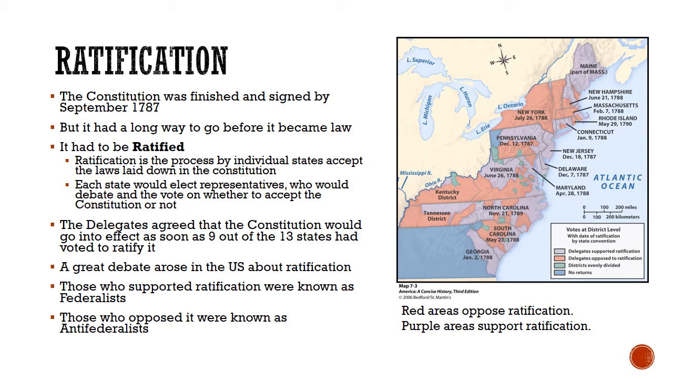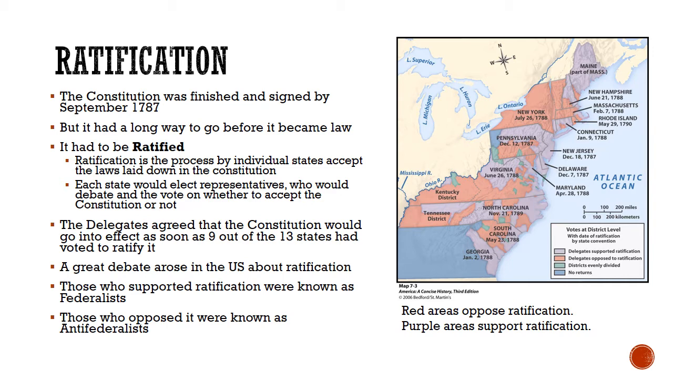Take a minute and look at the map here, and you'll see that in terms of area, the people who supported the Constitution and the people who opposed the Constitution were more or less split evenly. The red areas you see here were opposed to the Constitution, and the purple areas were the areas that were more likely to desire the Constitution. You'll notice that the purple areas tend to be closer to the coast and to occupy more of the urbanized areas, such as New York and Philadelphia and Boston.